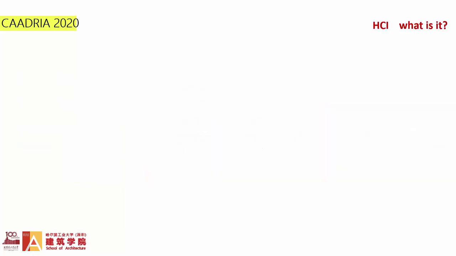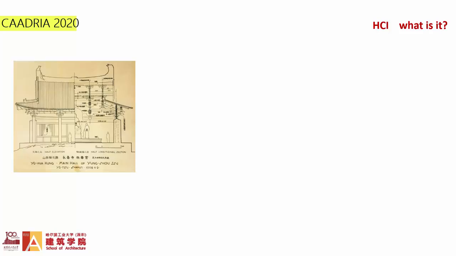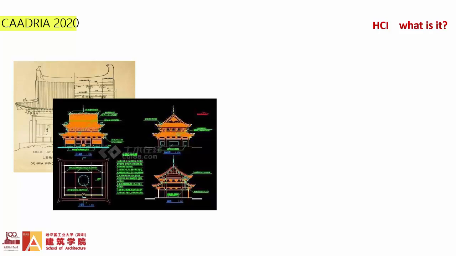So what is human-computer interaction? What we are looking at is how we went from plans and elevations and drawings to CADing, and currently this interaction is much more about just 2D drawings. So it is necessary to understand the development of related technologies and tools, as well as the limitations in the development process.